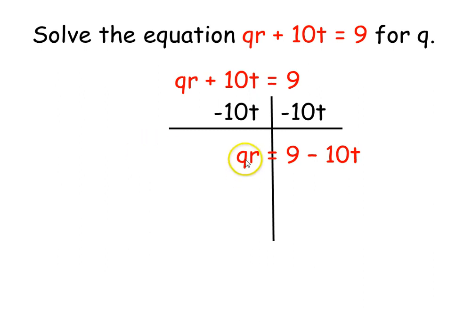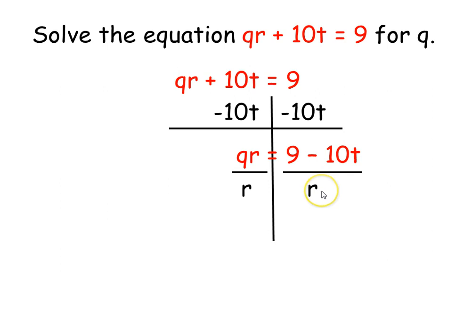Q is not alone yet. We have q times r, so we look and see, well, what's on the same side of the equation as q? R is. And what are we doing with the r and the q? We're multiplying them, so what do we do? We divide both sides by r. To eliminate the r on the left-hand side, we come over here and we divide the whole thing by r. So now we have 9 divided by r.